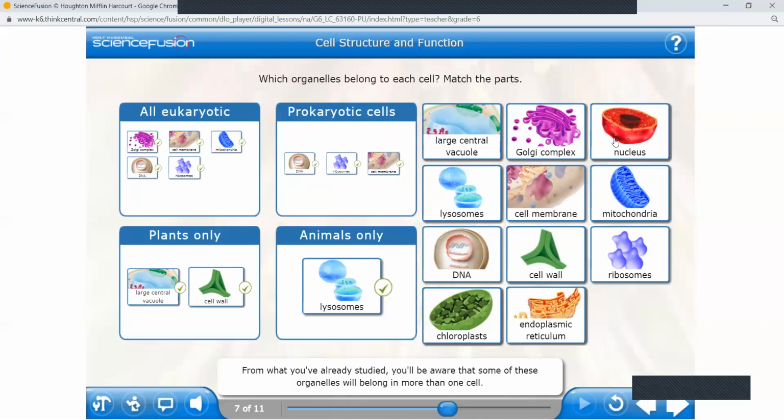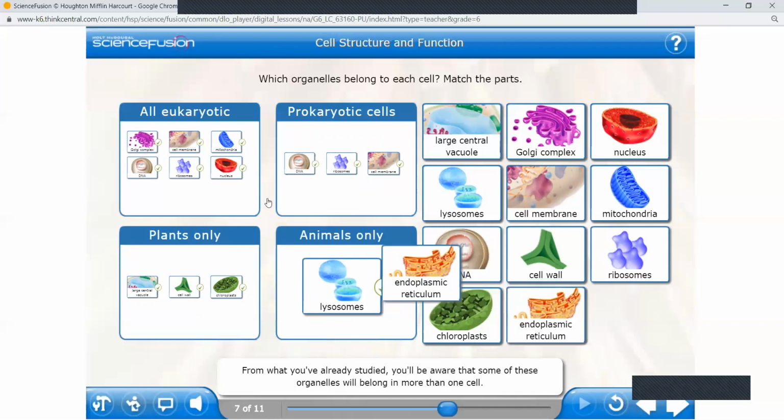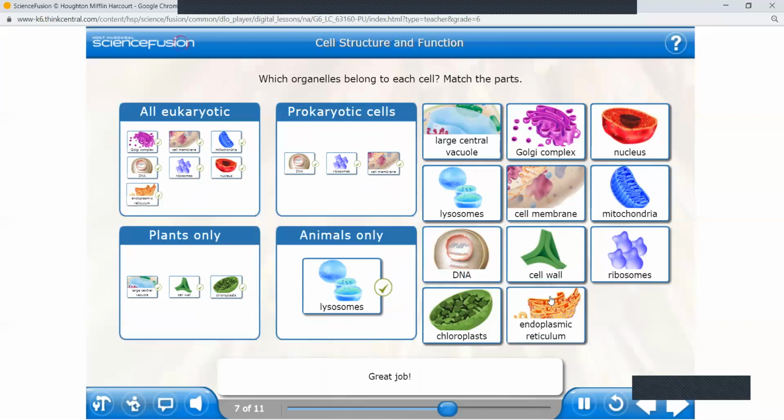Nucleus, where is nucleus? In plant, even animal. It's in both, it's all. But not in prokaryotic cell. Prokaryotic cells do not have a nucleus. Coming to chloroplast. Plants only, because it makes plants. Remember girls, chloroplast and cell wall only in plants. And endoplasmic reticulum in all. Great job.